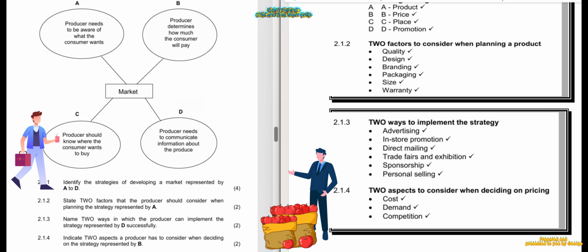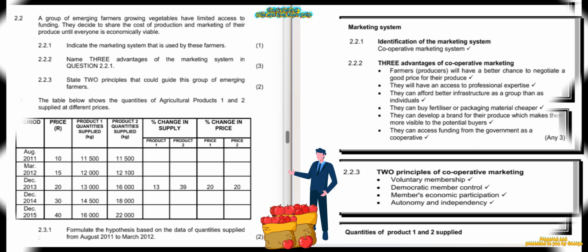2.1.4. Indicate 2 aspects a producer has to consider when deciding on the strategy represented by B. 2 aspects to consider when deciding on pricing are the cost and the demand.